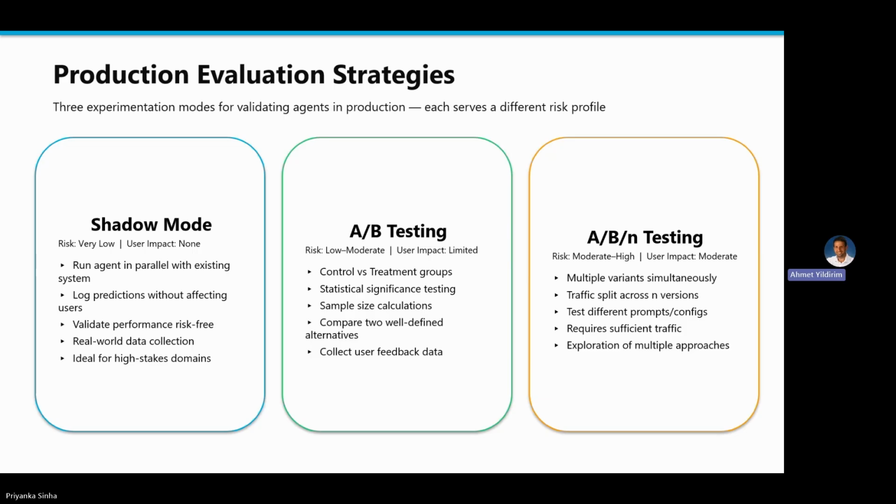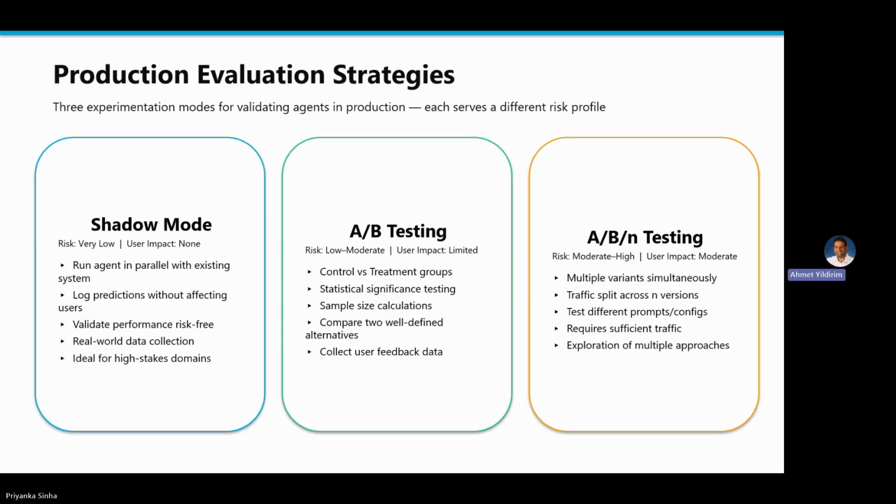So the big shift here is that production evaluation is fundamentally different from offline testing, the pre-prod testing. Now here you are dealing with real users, real data, and of course real consequences. I will cover shadow mode, A/B testing, and A/B/N testing as your primary experimentation tools. By the end of this section, you will know which experimentation mode fits which risk profile and what signals tell you the agent is still healthy in production.